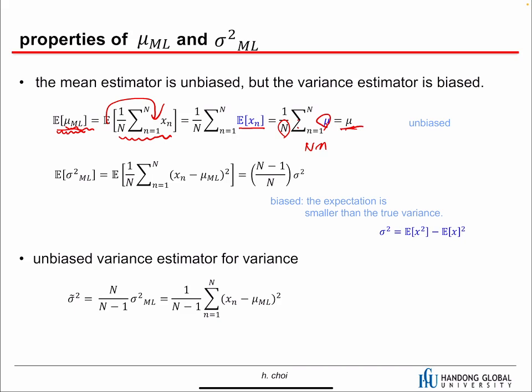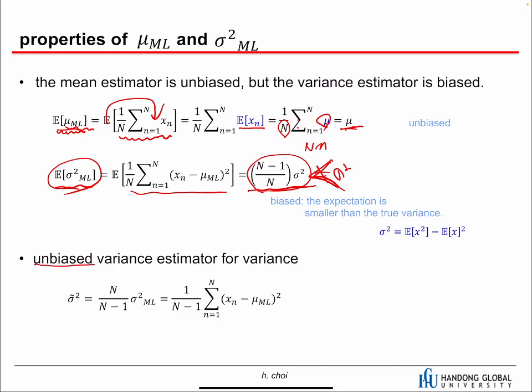But when we calculate the expectation of this variance estimator, if we follow this, this is what we got. If you look at this side and this side, when we take an expectation, it is not exactly sigma square. So it is biased. Actually, the expectation is smaller than the true variance. We have an inequality here.